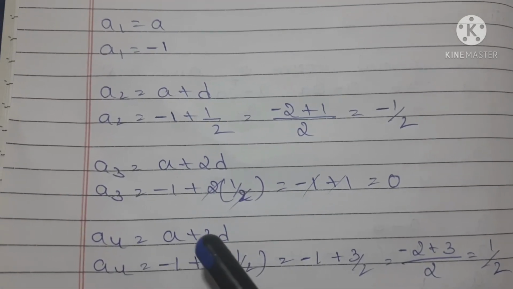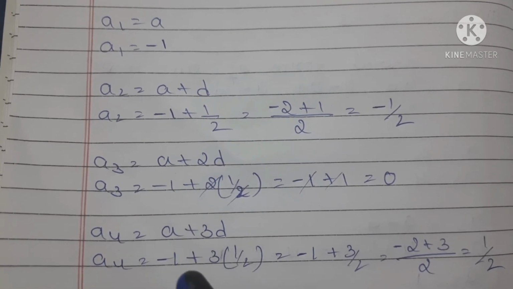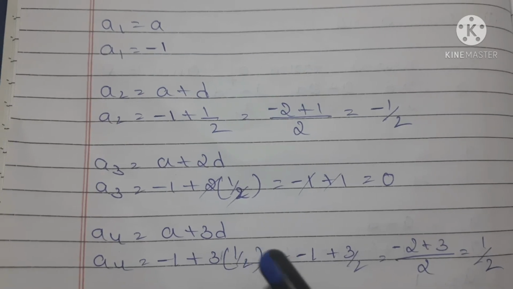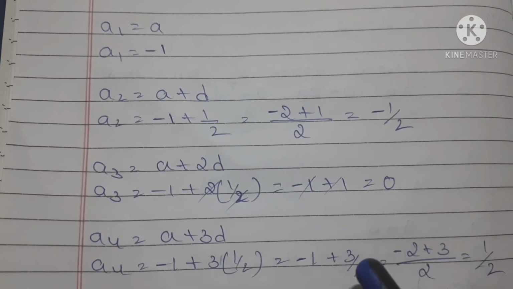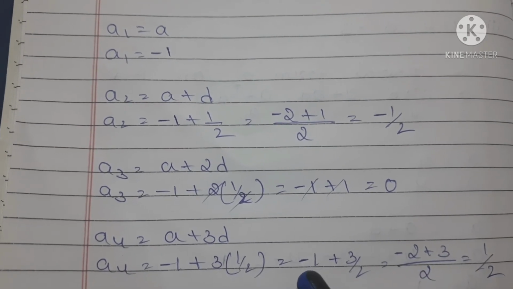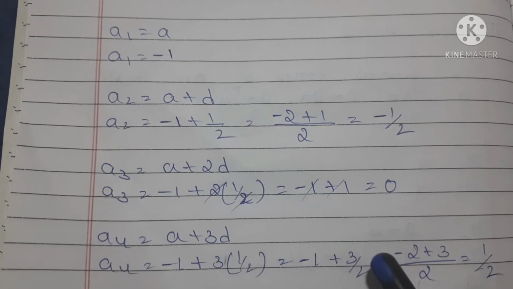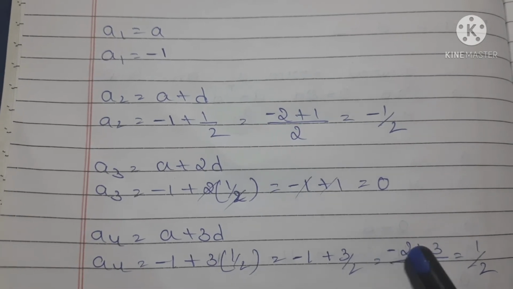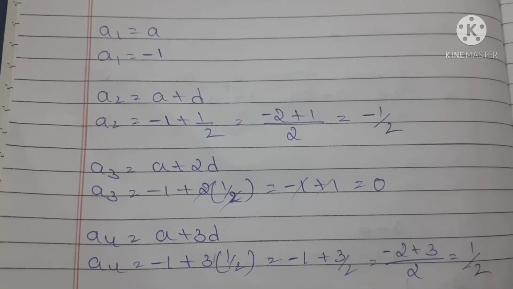Now a4. a4 is equal to a plus 3d. a4 is equal to a value minus 1 plus 3 into d value 1 by 2. Minus 1 plus 3 ones are 3 by 2. Here LCM is 2. Here 1 is multiplied with 2. Minus 1 into 2, minus 2 plus 3 by 2. Minus 2 plus 3 by 2 is equal to 1 by 2.